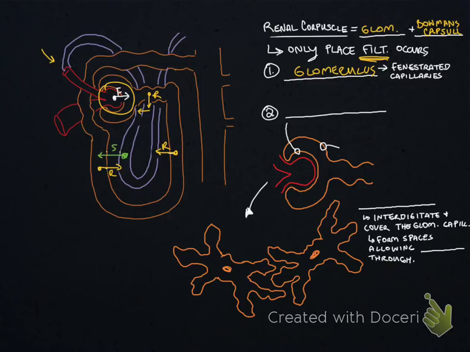And on top of the capillary is a visceral layer of Bowman's capsule. It also has a parietal layer forming the outside of the capsule. In between is the capsular space that's going to hold the filtrate that is being filtered out.